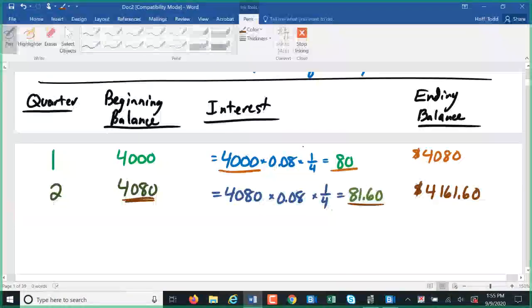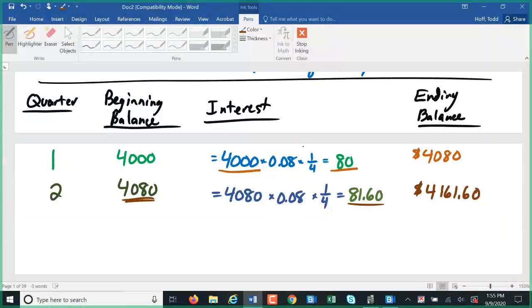Now that's only 2 quarters. That's only 6 months. To get to the end of 3 years, how many times am I going to have to do this? 4 times a year for 3 years, 12 times. Yeah, I don't want to do this 12 times. That's a lot of work, and I don't feel like going through it. So let's look for a pattern in a shorter way of doing this.